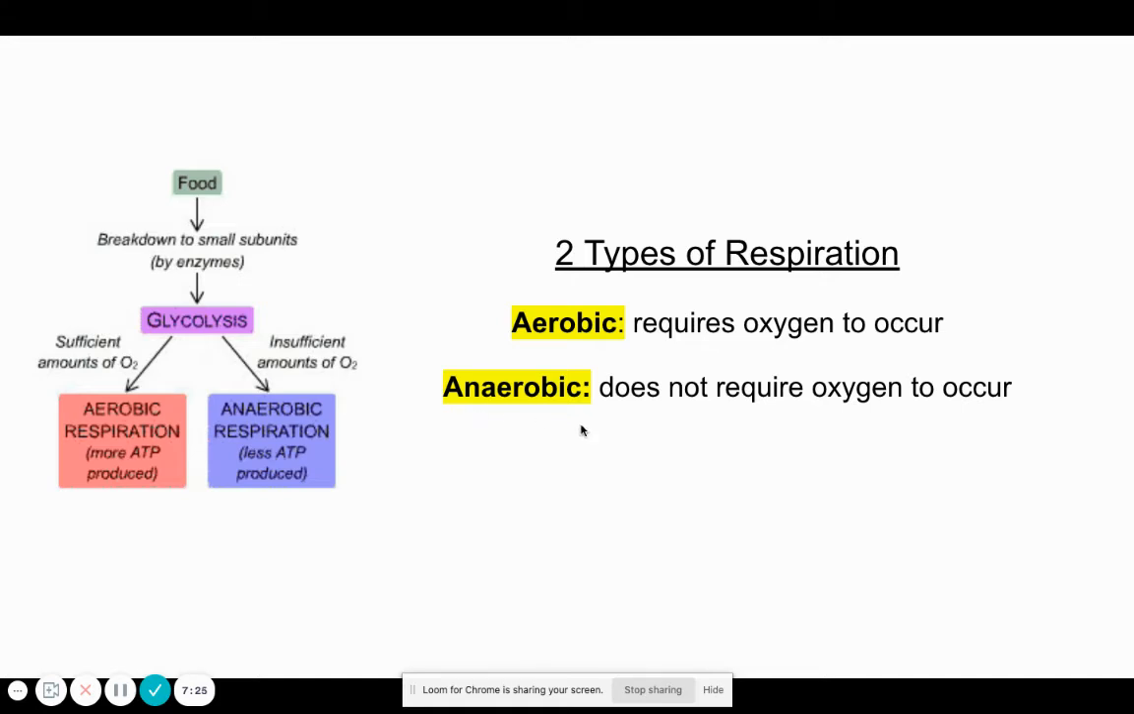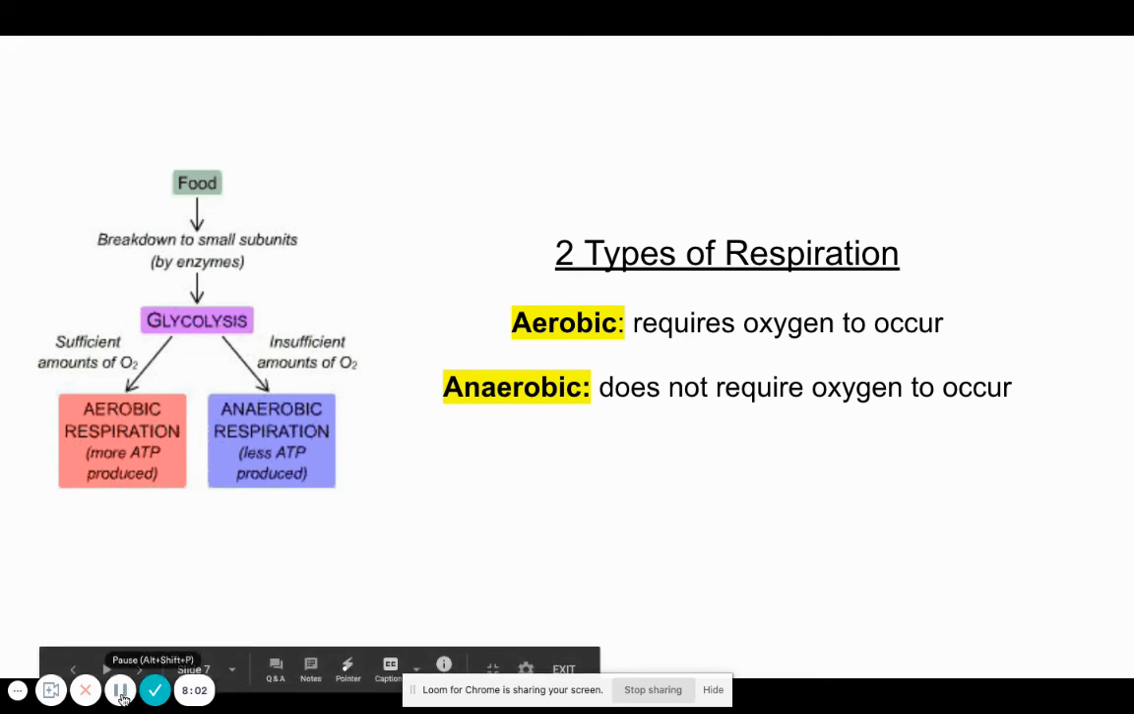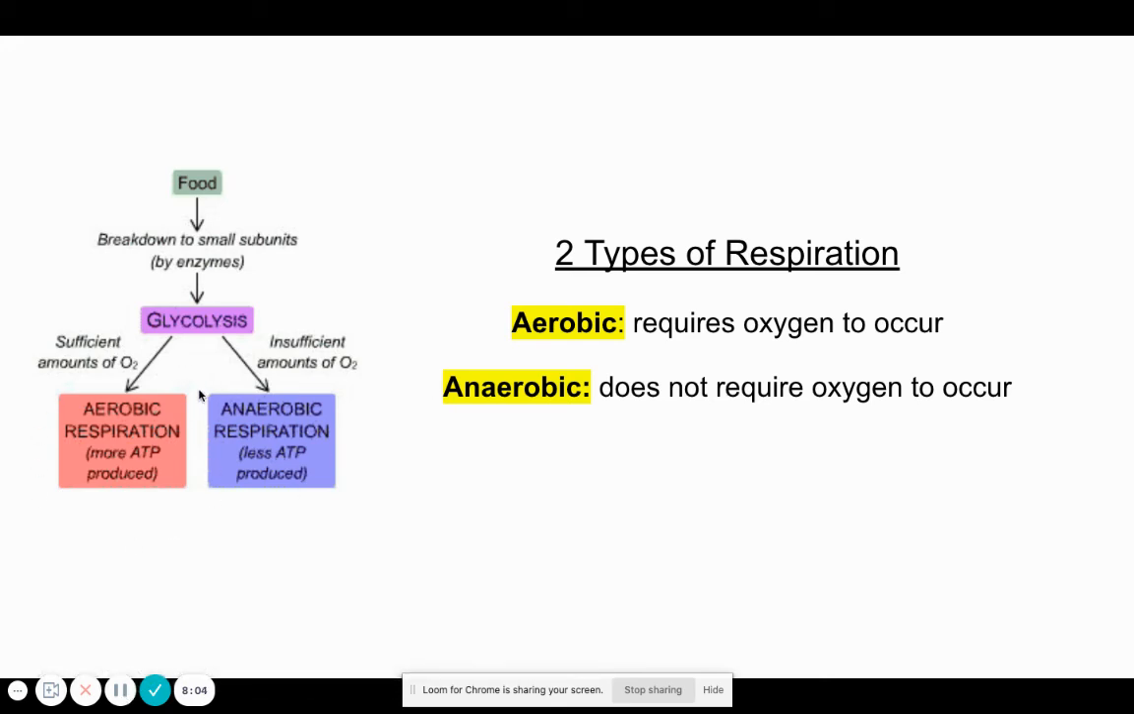Remember, anaerobic means no oxygen is required, and the prefix an means not. So aerobic requires oxygen to happen. Anaerobic does not require oxygen to happen. Glycolysis, we already established, is anaerobic. But in certain scenarios, after glycolysis takes place, anaerobic cellular respiration will happen instead of aerobic cellular respiration. Now, for today, we are focusing on aerobic cellular respiration. So far, glycolysis has taken place. We have broken down glucose into 2 pyruvate molecules, and now we are moving on to aerobic cellular respiration.